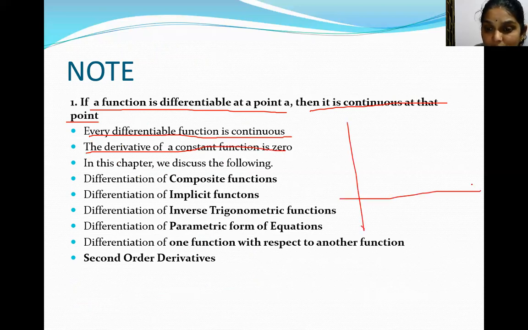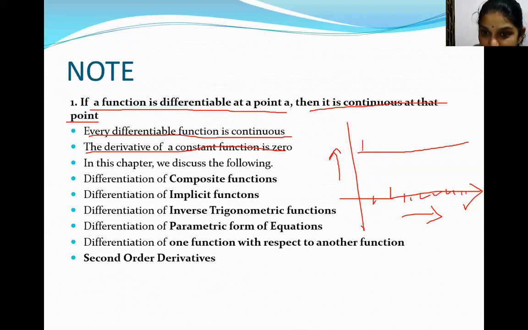Suppose the independent variable is moving like this and the dependent variable is moving like this, and the curve is constant. Whenever it is constant, what happens? It is moving at a uniform rate. That is, time is changing. But for example, if a vehicle is standing still here, time keeps on changing, and at that time it is at a constant rate.